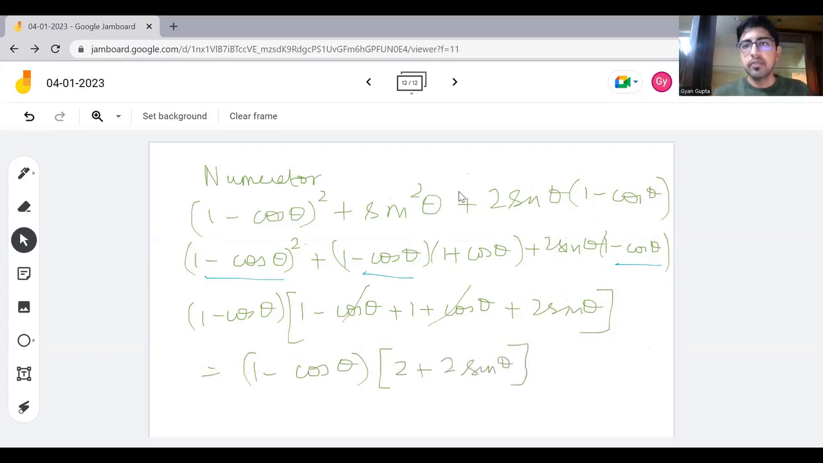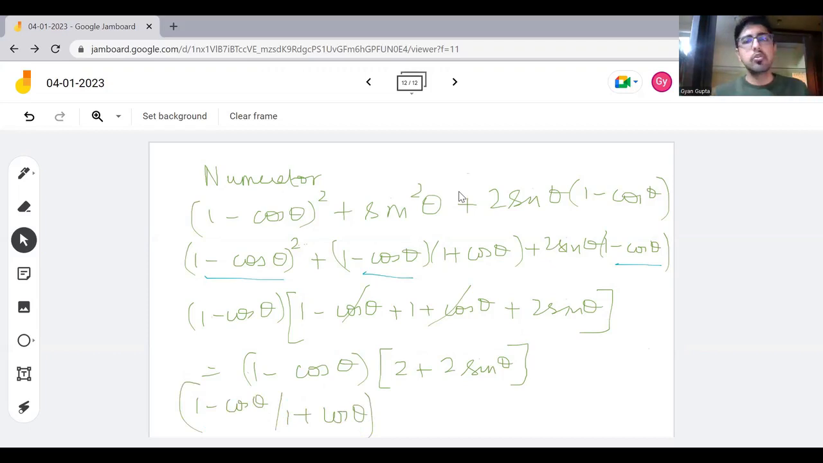If I do the same thing with the denominator, I will get the denominator as (1 plus cos theta) into (2 plus 2 sine theta). And since 2 plus 2 sine theta is common in both the numerator and denominator, they will get cancelled. And we are left with the LHS being (1 minus cos theta) by (1 plus cos theta), which is equal to the RHS.